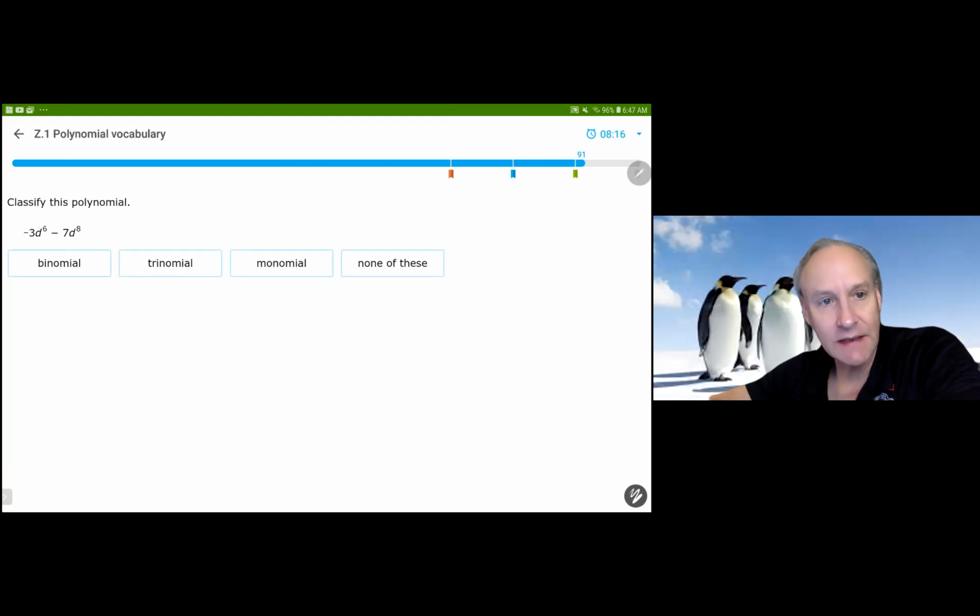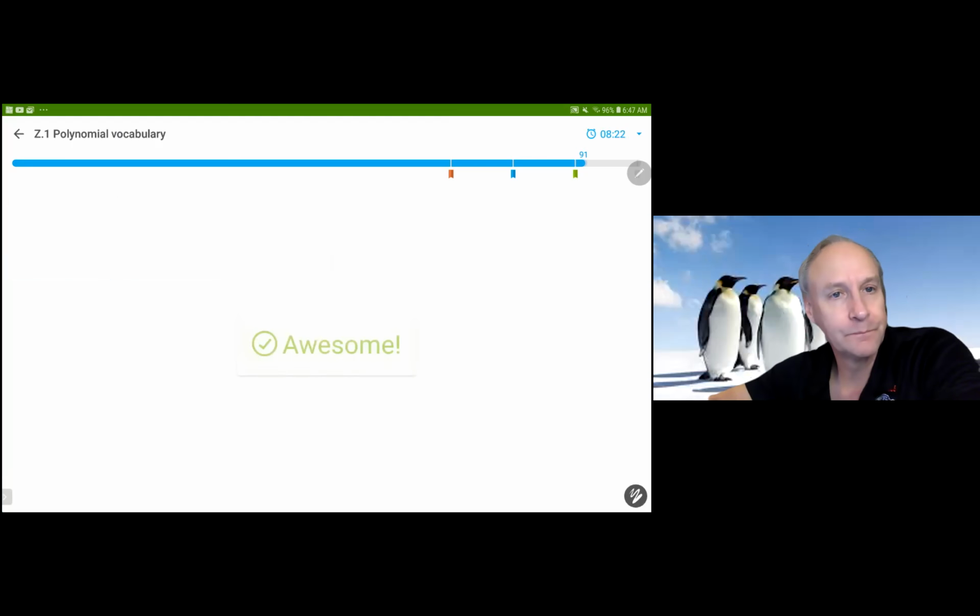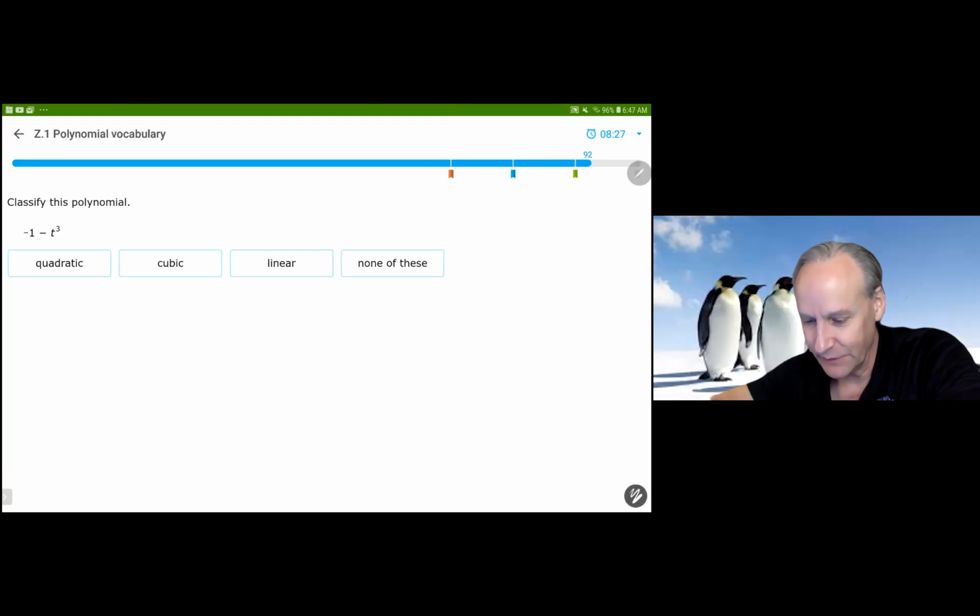Polynomial. This is an 8th degree. Be careful, it's not written normally. It is a binomial. It only has 2 terms. I'm going to hurry.